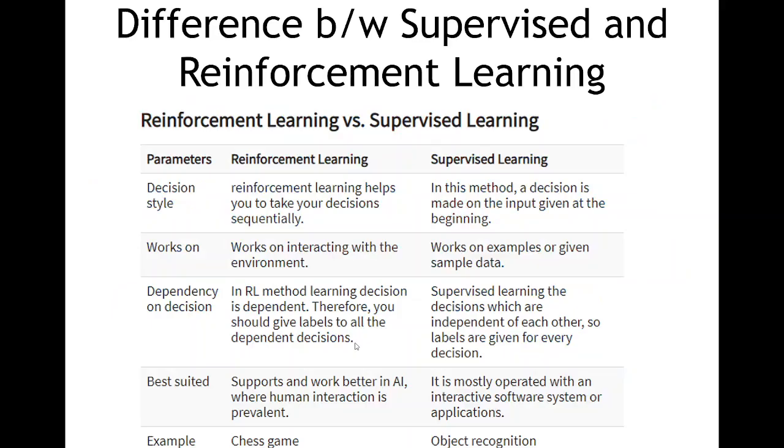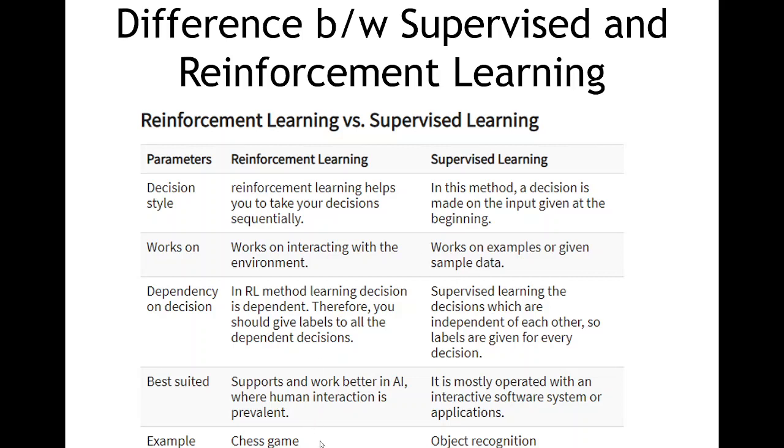What are the other differences between supervised and reinforcement learning? The first thing, as I mentioned, is that reinforcement learning helps you take decisions sequentially, and it is based on the decision style. Whereas in supervised learning, a decision is made on the input given at the beginning. So in reinforcement learning, the decision is in a sequential form, and it is checking the environment, and based on the environment feedback, it decides what the next action should be. Then reinforcement learning works on interacting with the environment, whereas supervised learning works on examples or the given sample data.